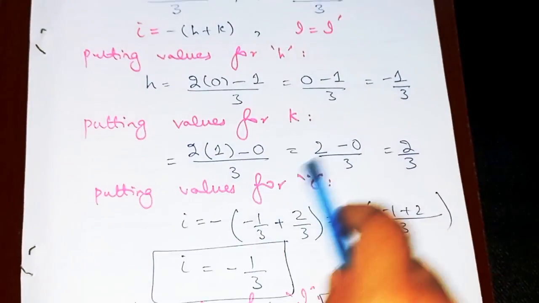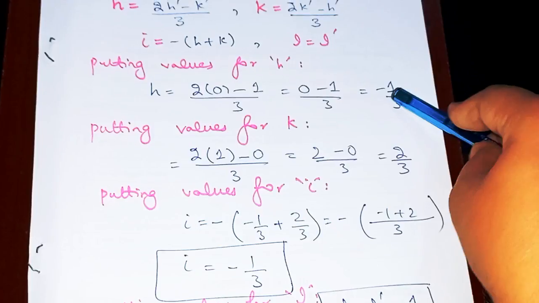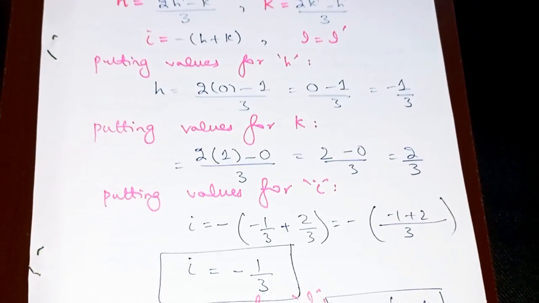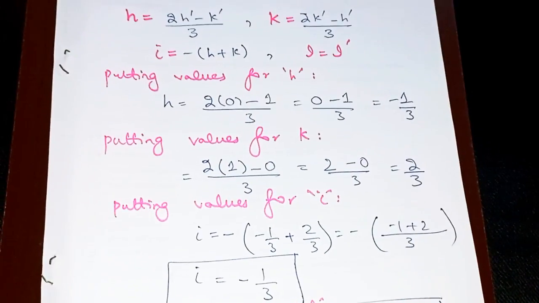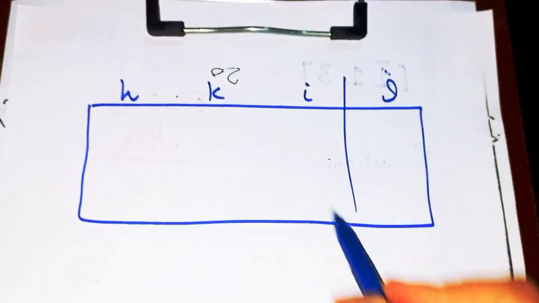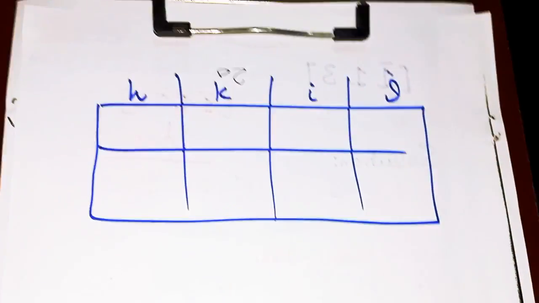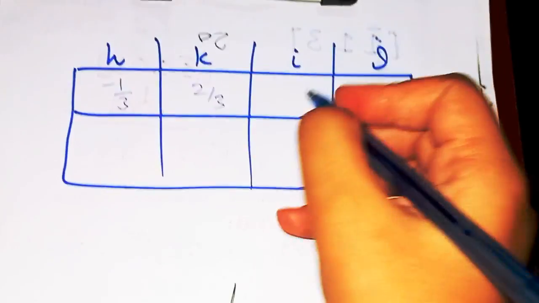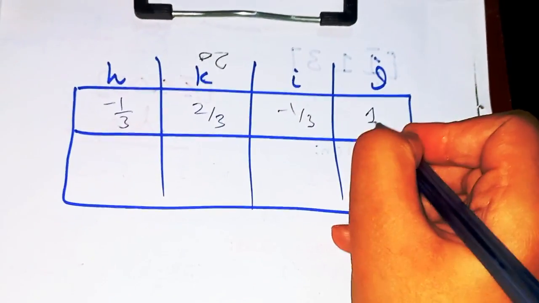Now we can see that we have fractions involved in here. It's minus 1 by 3, 2 by 3, minus 1 by 3, and 1. We need to remove these fractions before we write them down in the parentheses form. So we'll have that table in here. Let's write them down. It's H here, K here, I here, and L. Whatever we have got in here: minus 1 by 3, 2 by 3, minus 1 by 3, and 1.